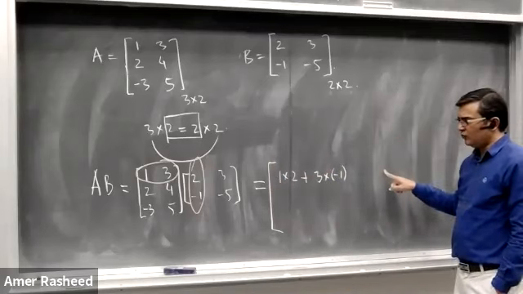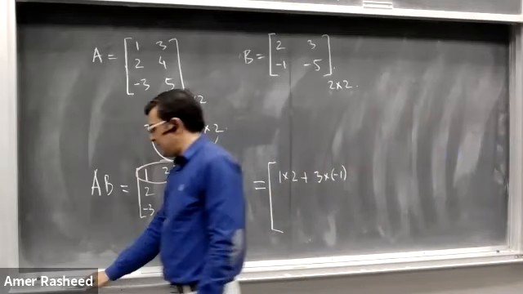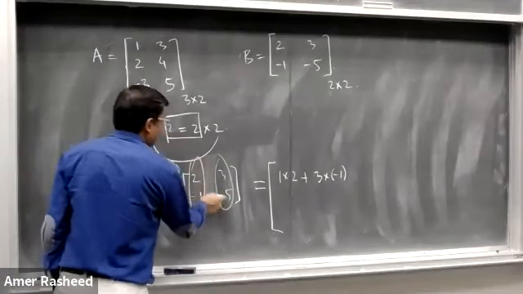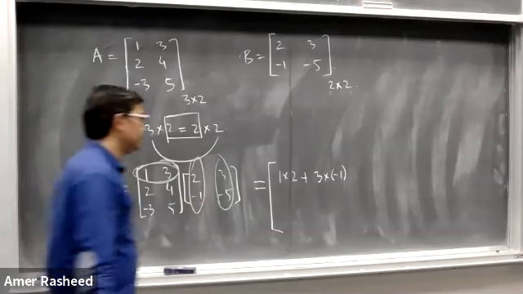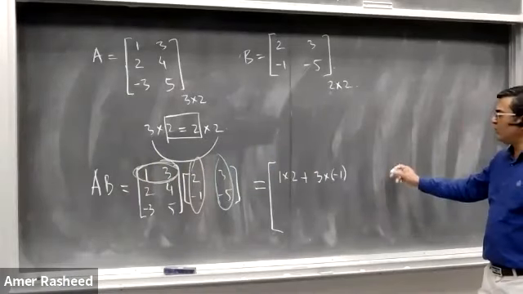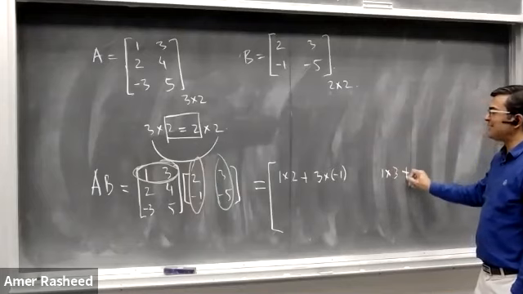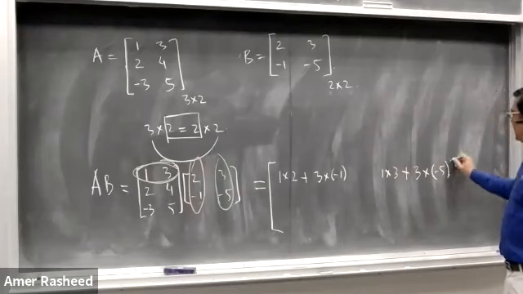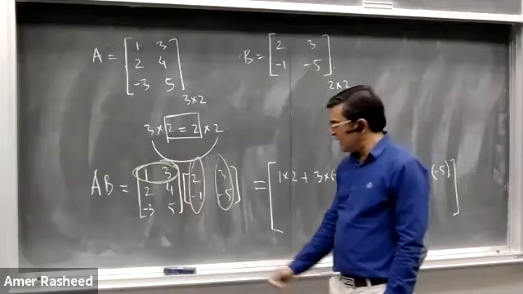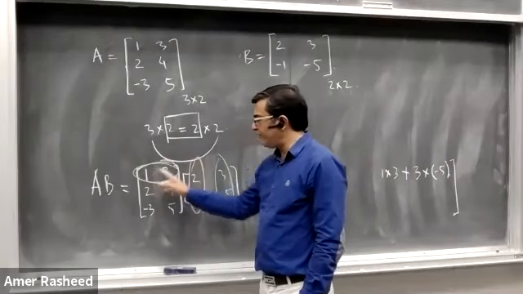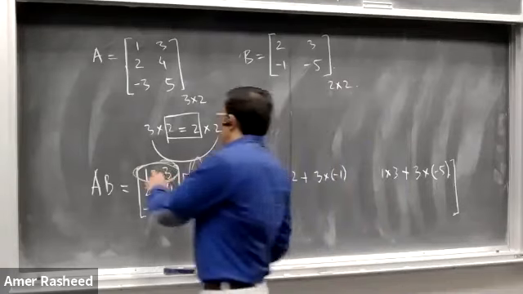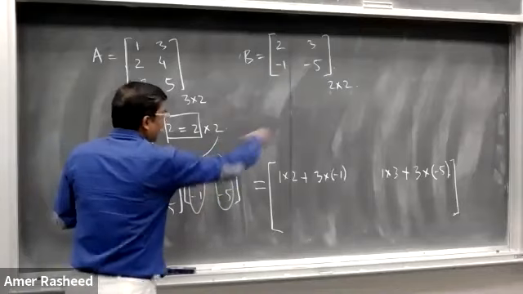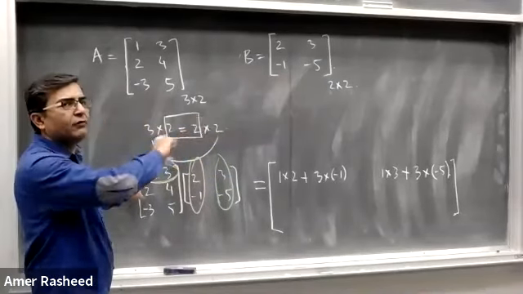Now, for the second entry, what do we do? In order to get the second entry, you again take the first row of the first matrix and the second column of the second matrix. So first row and second column: we multiply first entry with first plus second entry with second, or third entry with third, and so on. First row has been finished. This is how it works: first row first column, first row second column, first row third column, and so on. This is how we write the entries of the product.